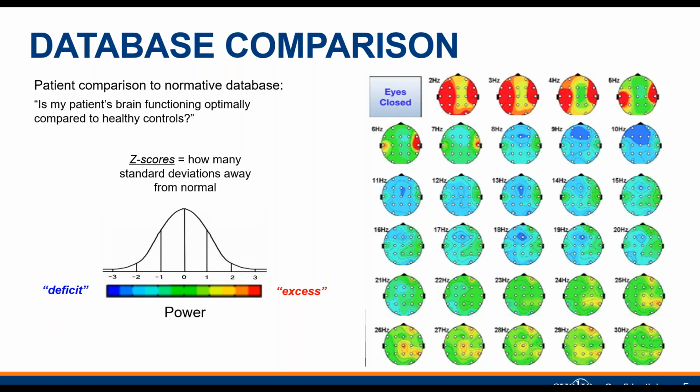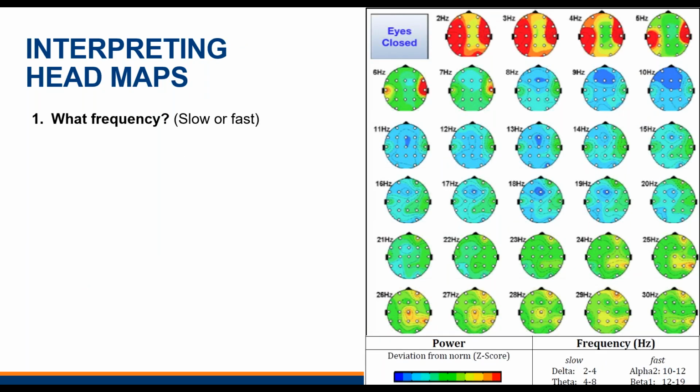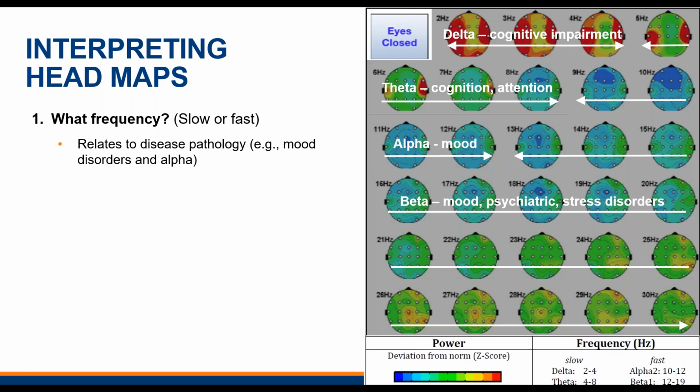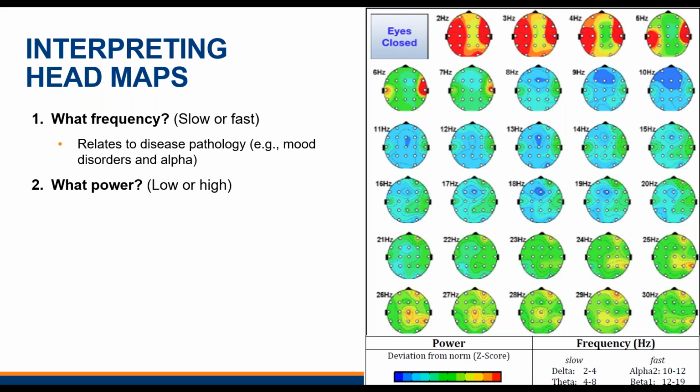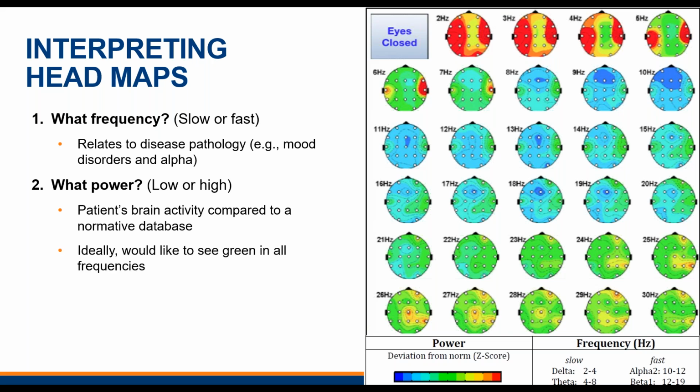So when we interpret our head maps, first we want to consider which frequency we're looking at. Is it a slow wave? Is it a fast wave? And the reason why is because, again, those frequency bands tend to relate to disease pathology. So for example, you're going to see mood disorders show up a lot in the alpha frequency band. You also want to ask yourself, what power are you seeing? Is it blue or is it red? Do you have low power or high power? Again, this is a comparison to a normalized database, and ideally we're looking for green everywhere.